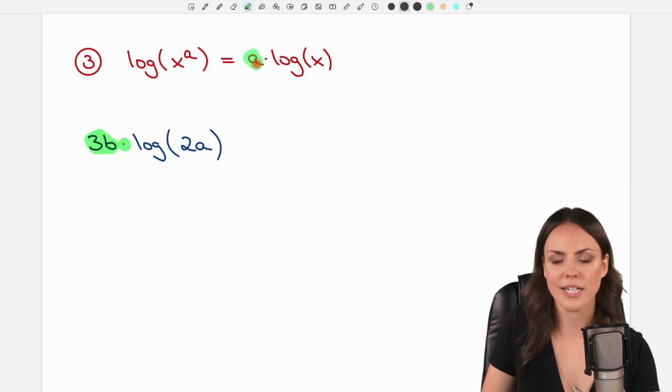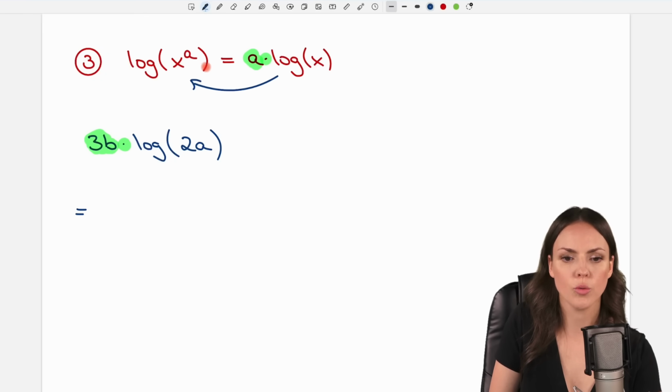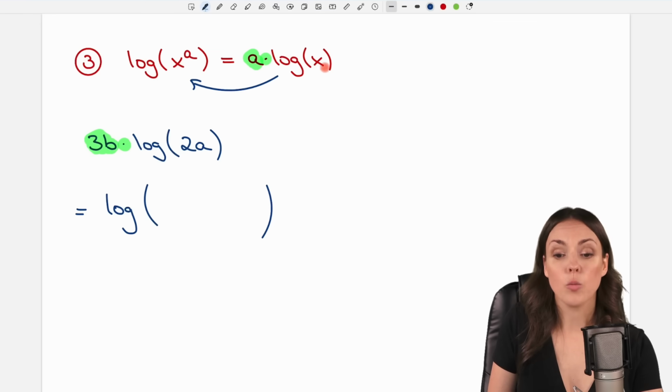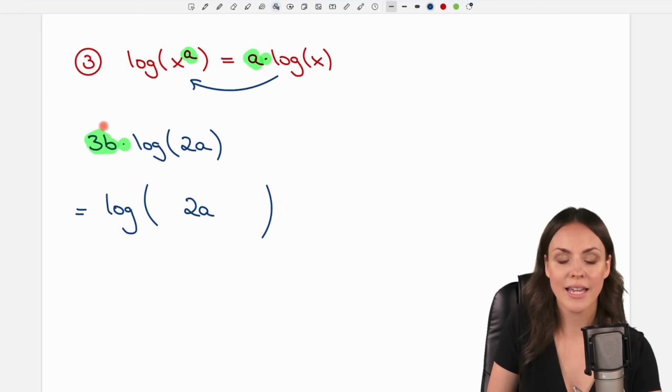So we have a factor that is connected by a multiplication symbol, and then the rule tells us that we are allowed to write this as one big logarithm. And what is inside now? Everything that was inside before, so everything that was here was the 2a, but now we're taking the factor that was in front of my log and write it as an exponent in here.